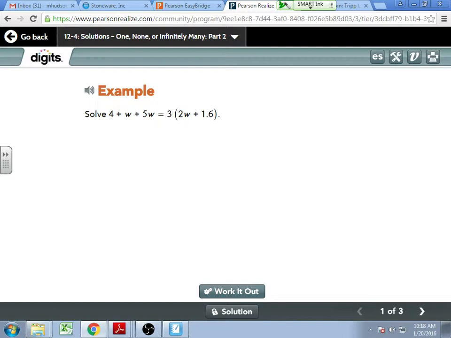So what do I need to do here, James, to start trying to figure out if I have one, none, or infinitely many solutions? And if I have one, I got to find what the solution is. I got to distribute, and actually I have to simplify on both sides. So when I look at the left side, my w and my 5w can combine. So I can make this 4 plus 6w.